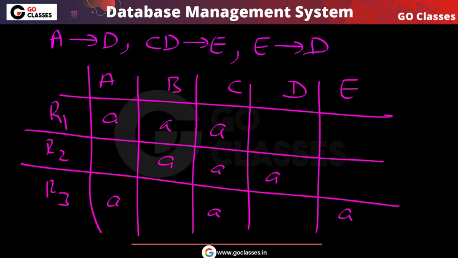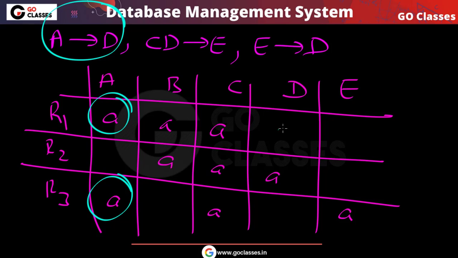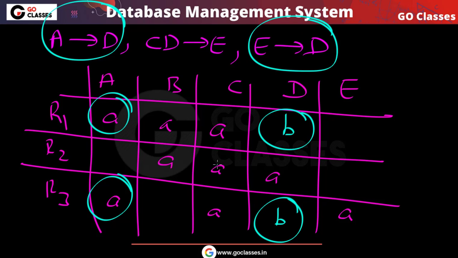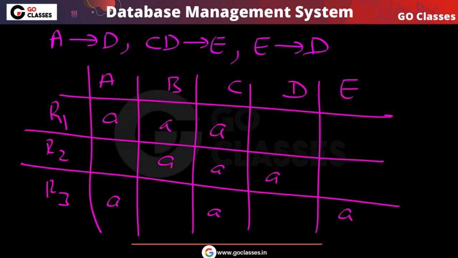Now after this you can notice A determines D. What it means is that if two rows have the same A value, then they must have the same D value. So these two rows must have the same D value. And you can notice E determines D, but here E does not have the same value in two tuples. Now you can notice CD determines E. So this is what we got. I can say that this is B, this is B.